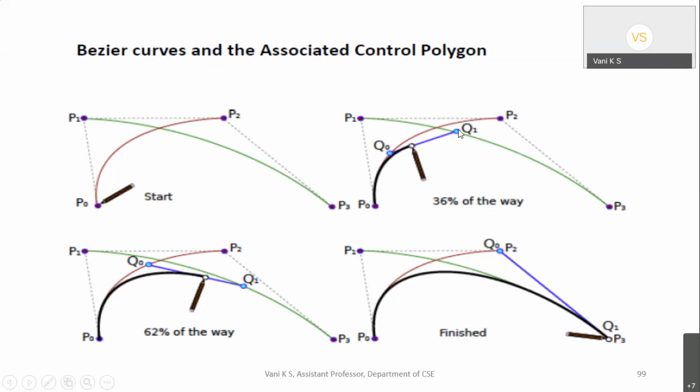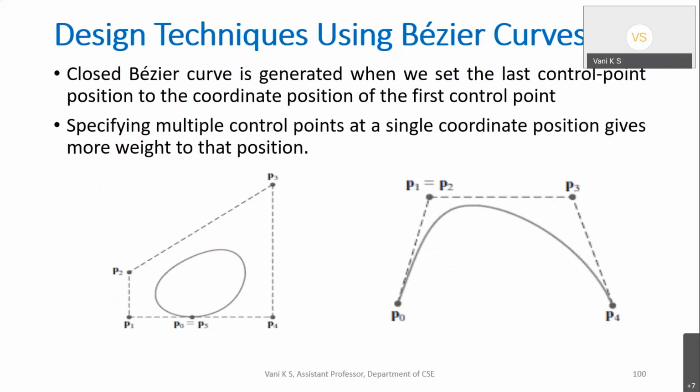See here, on this point I have one line, on this curve I have one line. So a tangent is drawn here, and whatever we are drawing should be touching the tangent like this. This is how Bezier curves are drawn.